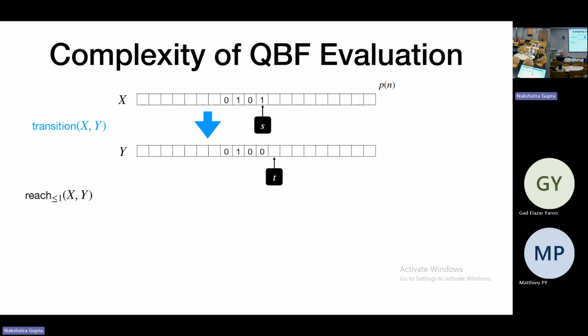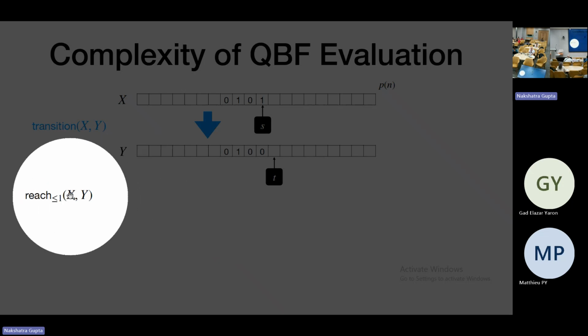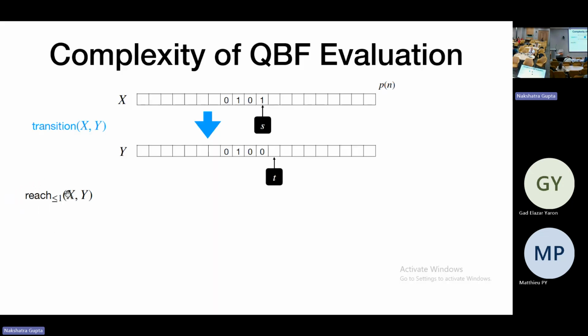Good. Now we want to define another formula which uses these sets of variables that says that's true if and only if I can reach the configuration encoded by Y from the configuration encoded in X in at most one step. Okay, so what could that look like? Well, either X and Y are the same, then I'm already there, or I can transition from X to Y, right?